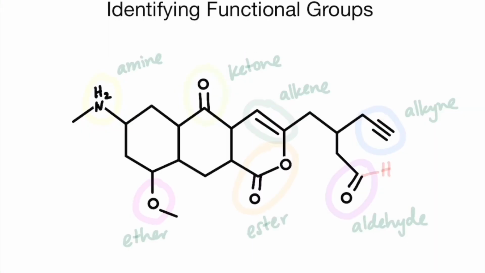Let's practice identifying functional groups of an organic molecule. Let's go from left to right. First, we have an amine. If there were a double bonded oxygen adjacent to the nitrogen, this would be called an amide. Next, we have this oxygen, which is between 2 different carbon R groups, and this is called an ether.